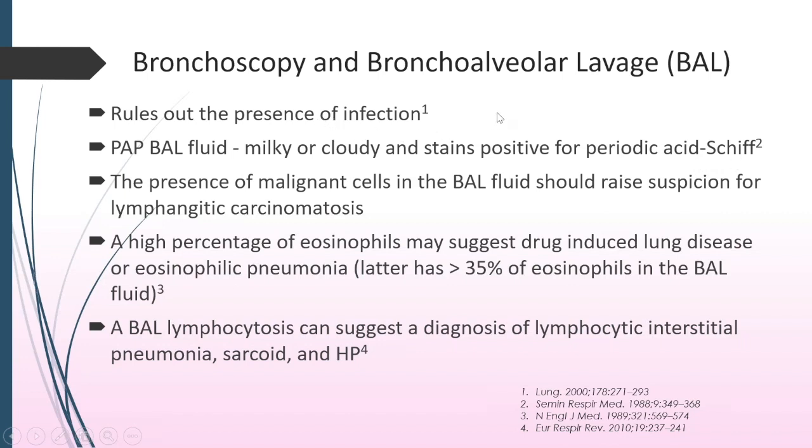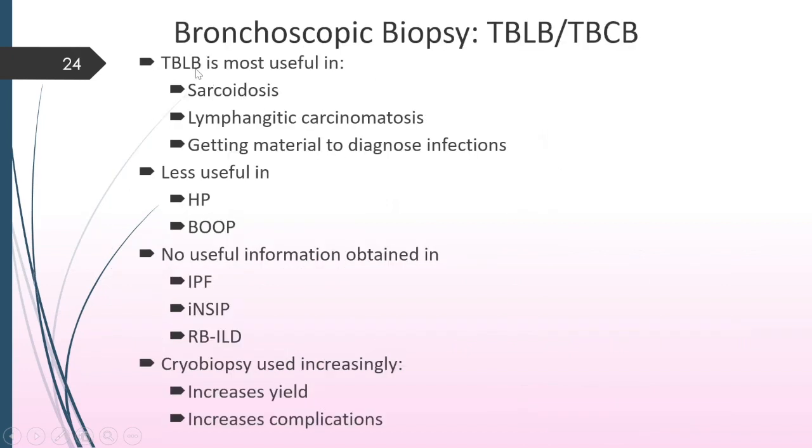Infections like pneumocystis, which can resemble an acute interstitial pneumonitis, can be picked up on a bronchoalveolar lavage. Lymphangitic carcinomatosis, another disease which resembles an ILD, can be detected on BAL fluid. Eosinophilic lung disease can be diagnosed when a high percentage of eosinophils is found in BAL. BAL lymphocytosis suggests a possible diagnosis of sarcoidosis and hypersensitivity pneumonitis. So BAL has its uses in establishing certain diseases, but generally it is non-specific.